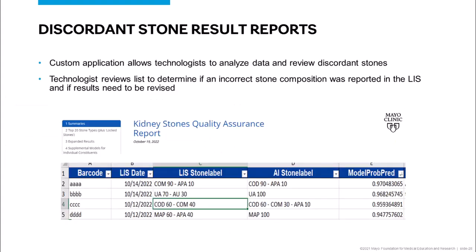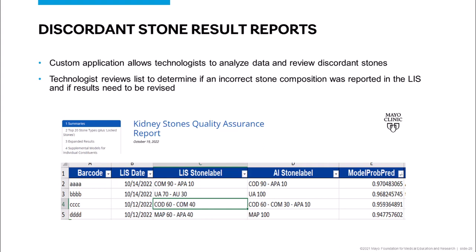So now I'd like to highlight a few of the capabilities of a custom application that the Digital Innovation Lab built for us for this study. This application allows the laboratory to analyze data related to AI interpretations and to review the list of discordant stones. For example, the application tracks how well our AI models identify the 20 most common types of kidney stones. Additionally, it provides us this discrepant list of stone interpretations. An example of a list is shown here.